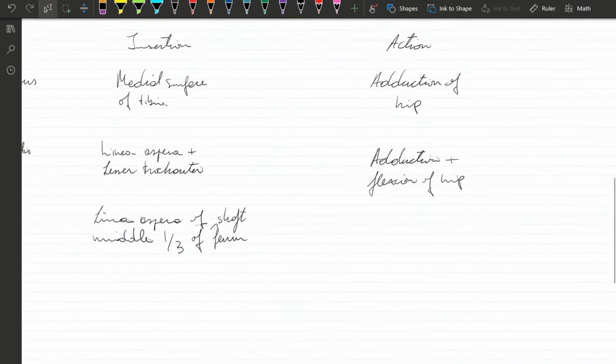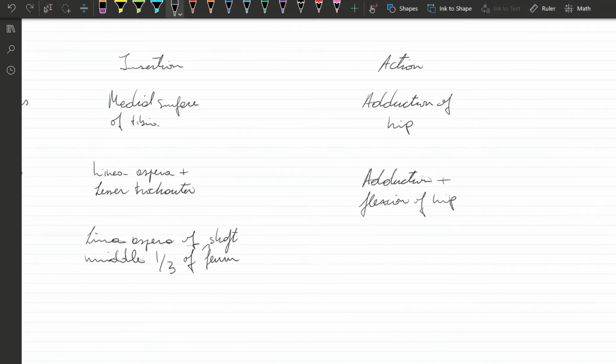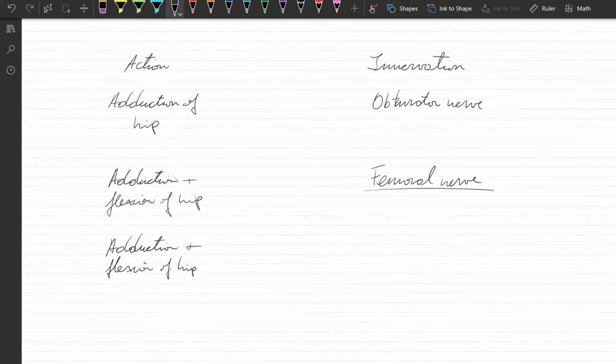Its action is going to be the same as the pectineus. So I'm going to put here adduction and flexion of the hip. Its innervation is going to be the obturator nerve.